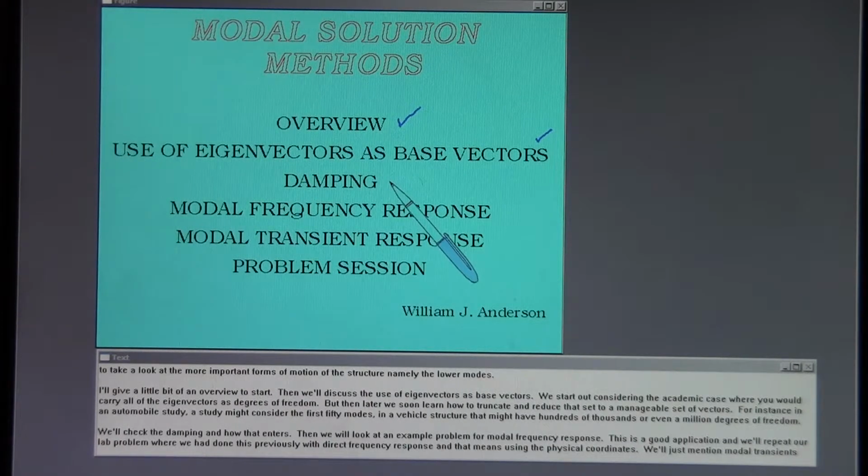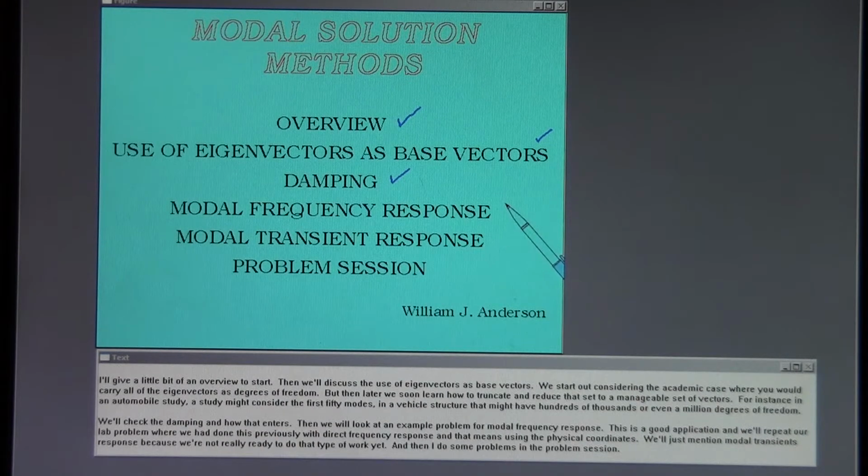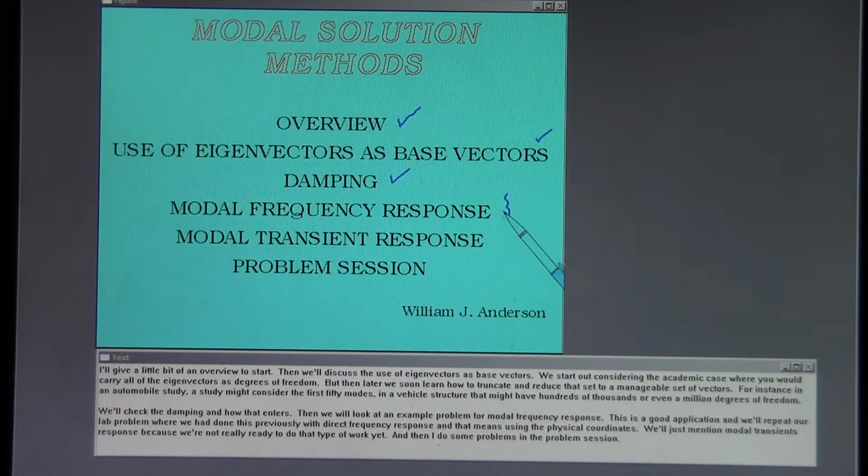We'll check the damping and how that enters. Then we will look at an example problem for modal frequency response. This is a good application, and we'll repeat our lab problem where we had done this previously with direct frequency response, and that means using the physical coordinates. We'll just mention modal transient response because we're not ready to really do that type of work yet, and then I do some problems in the problem session.